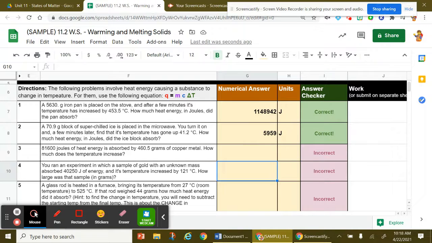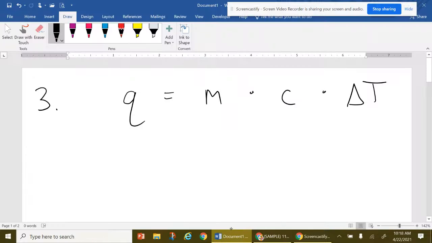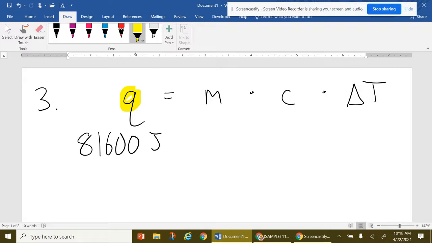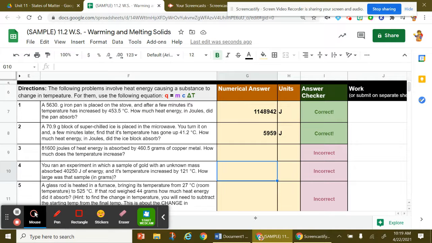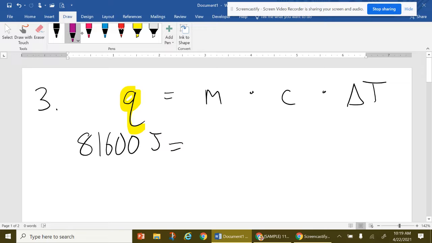81,600 joules of heat energy. Oh, so they give us 81,600 joules of heat energy. They've given us the heat energy here. All right, so this instantly is like, ooh, this is going to be a slightly trickier problem then, okay? It is absorbed by 460 grams. 460 grams is the mass. So they're giving us the mass here, okay? They're giving us the mass.